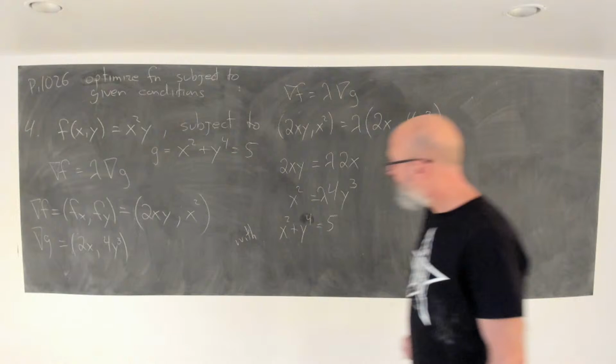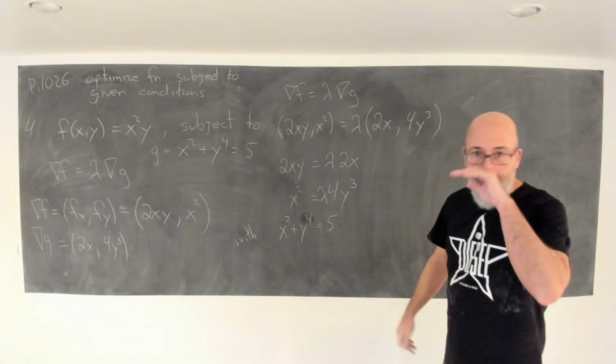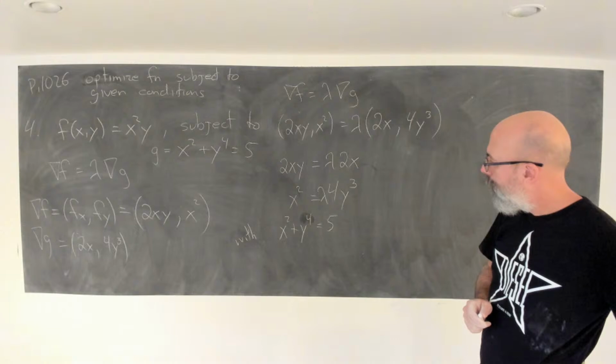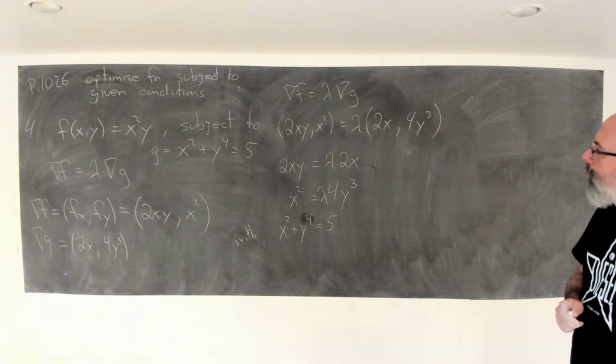I forget who was asking, but how does this give you back a point? Well, observe what's happening here. One equation, two equations, three equations. We have three equations, three unknowns. So there it is. Three equations, three unknowns.